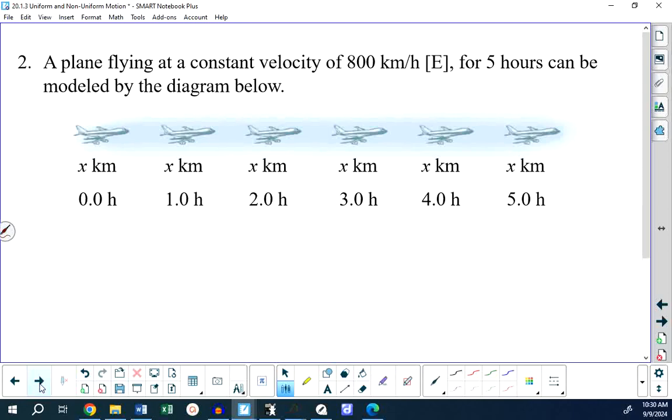Does your diagram and the numerical aspect of this question match what I have up here? Now, I don't particularly like this diagram. To me, I find it cartoonish and a little misleading. But the idea is that the plane is equally spaced in all of these, right? It's a plane at different points in time. And the reason it says X kilometers is because from position to position, that's going to be the same, because the velocity is constant. This is uniform motion. This is not uniform acceleration.